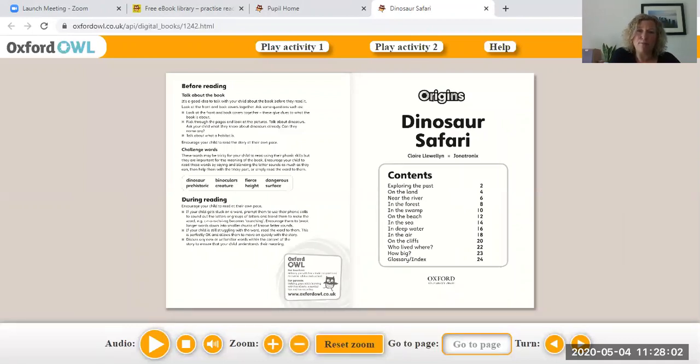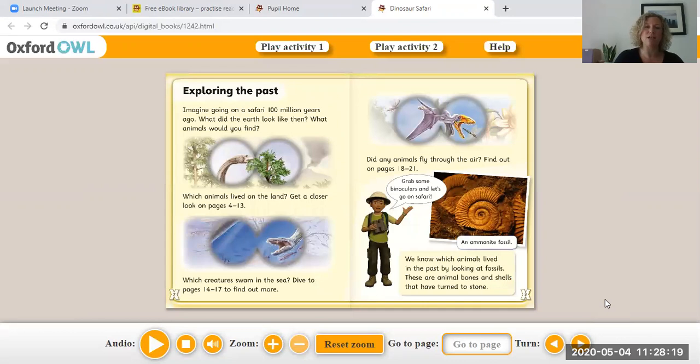When I read through the book, please feel free to pause it as I read through. You may want to read the page before me, you might want to join in with me, you might want to read it afterwards, but as this is recorded, you can pause and play as you wish. Okay, let's look at the first page.